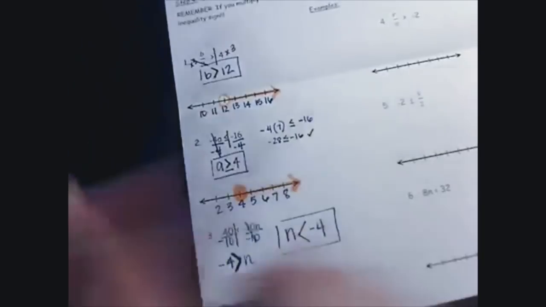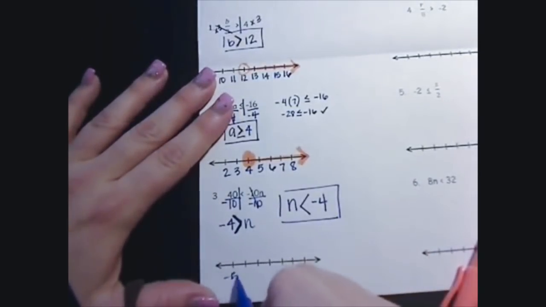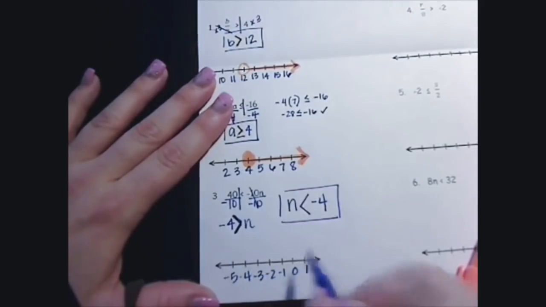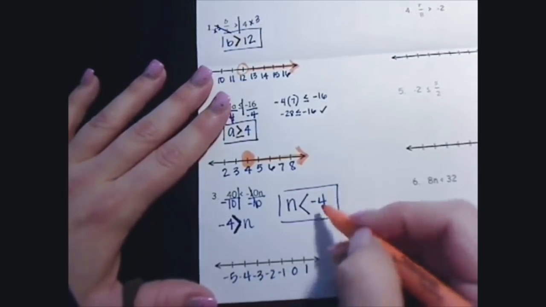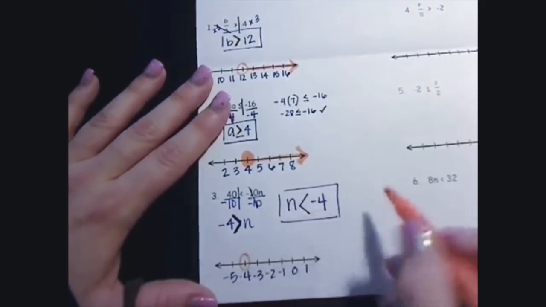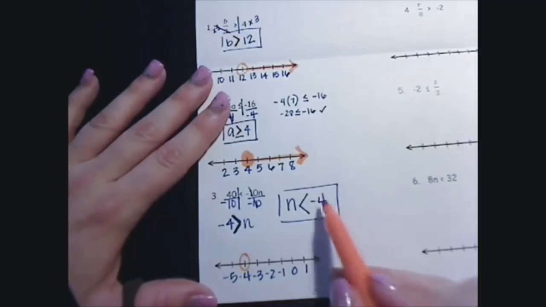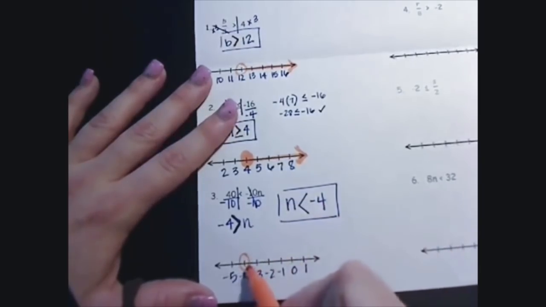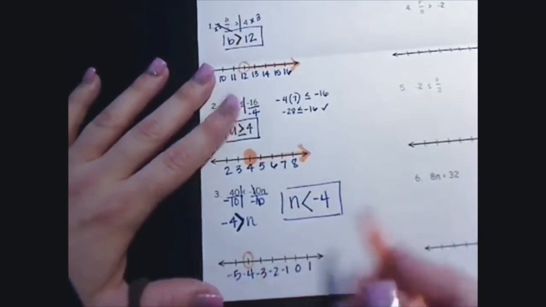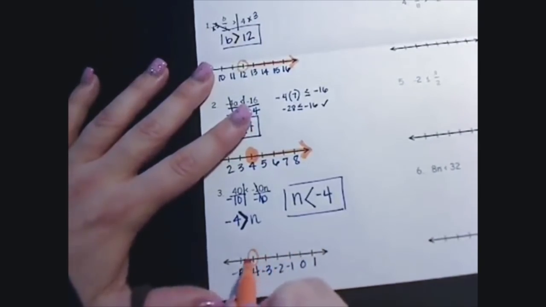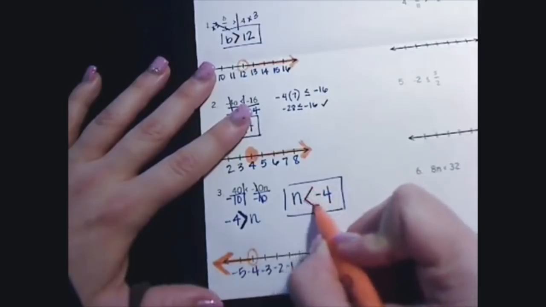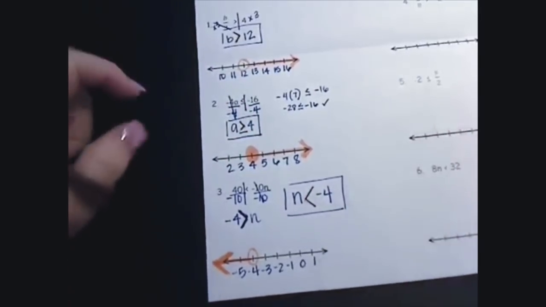Okay, so my numbers down here, -2, -1, 0, 1. I'm going to put my circle on -4, and I want everything less than -4, so I don't close in my circle because it doesn't include the number -4, and everything less than that would be to the left. My arrow and my inequality symbol point the same direction, so I'm good to go.